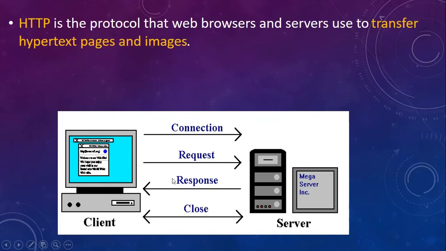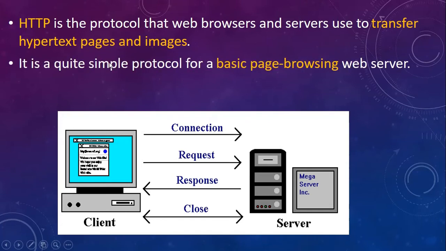Now this is a basic communication diagram that I have shown you for the HTTP protocol, because it is the HTTP protocol that web browsers and web servers use to transfer hypertext pages and images. That means whenever you have web pages with images and all, the communication between the web browser and the server usually happens using the HTTP protocol. Now let us explore more. It's quite a simple protocol for basic page browsing with a web server.